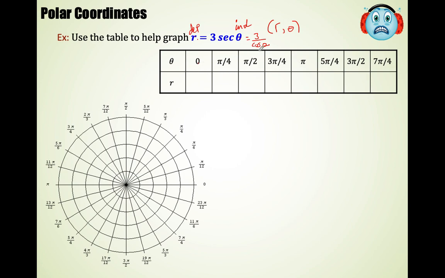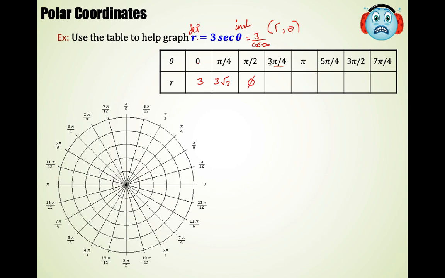When you put in 0, cosine of 0, right? Speed trig, remember? Cosine of 0 is 1. Right, so 3 divided by 1 is 3. Cosine of pi over 4 is 1 over root 2. Do the reciprocal, which is root 2, times 3. Cosine of pi over 2 is 0. 3 divided by 0 is undefined.